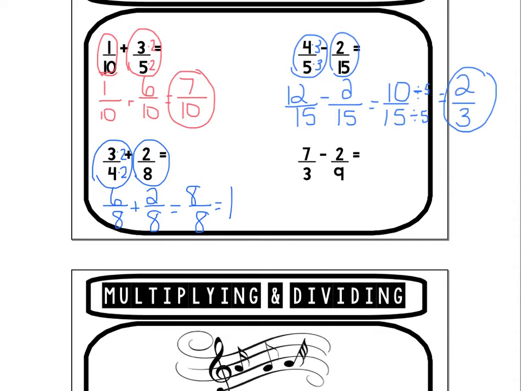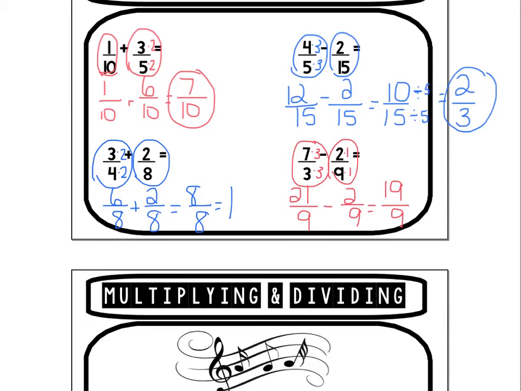On the last one, the common denominator between 3 and 9 would be 9. To be careful, seeing that it's a subtraction problem. So for the first fraction, we'd have to multiply by 3, which gives us 21/9 minus, and we don't have to change the second one because we're just multiplying by 1. 21/9 minus 2/9 gives us 19/9.